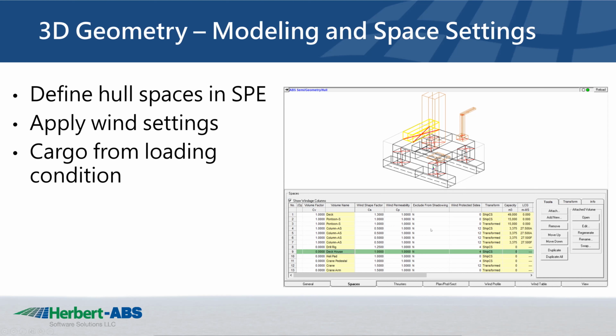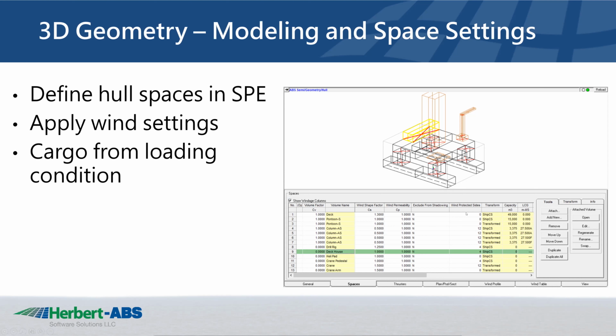Next is the column to exclude individual components from shadowing, which accounts for how parts overlap when looking at the vessel in different orientations. We can do this here for just individual components.